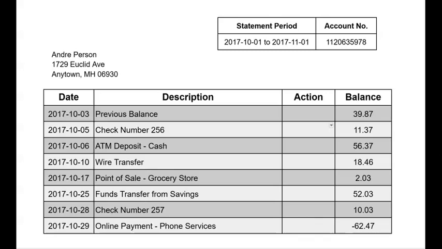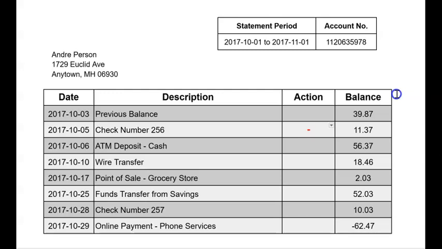So as we're looking at the statement above, I'm not going to go back and forth on my screen, but if we look at check number 256. What column was that in on the statement above? That was a withdrawal. So how do we show that we're taking money out of an account?